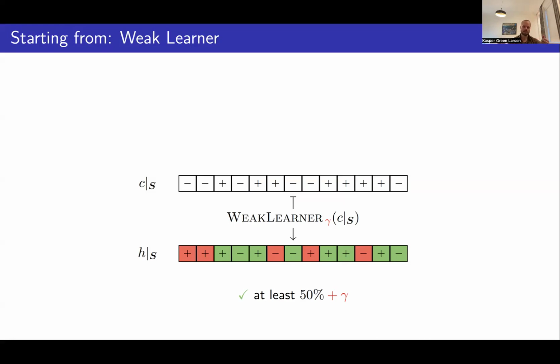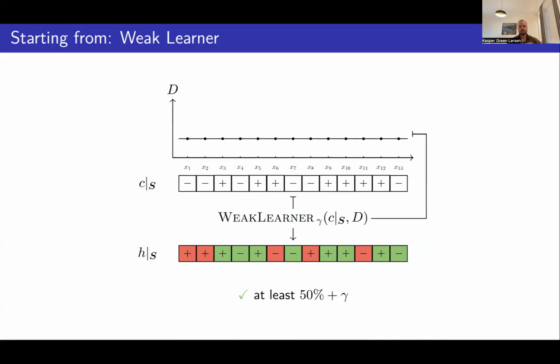So it's a little bit better than guessing when we're in the binary classification case, right? 50% accuracy is kind of random guessing, and you're a little bit better than that. So you have some advantage gamma over random guessing. So we call this a gamma weak learner, right? So it correctly classifies all these green points, a little bit more than half of the training data.